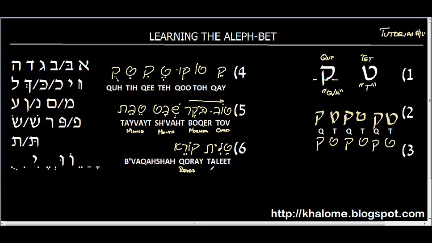Talit is just that. It's a prayer shawl. You've seen the Jews wear this all the time when they pray.